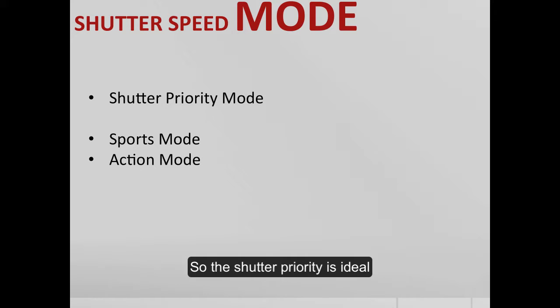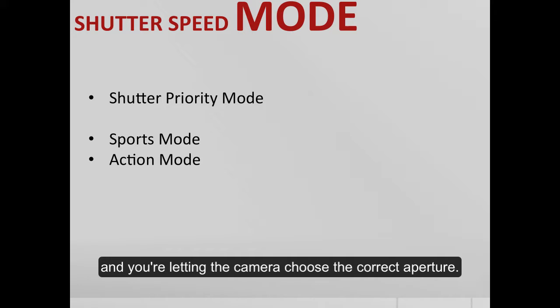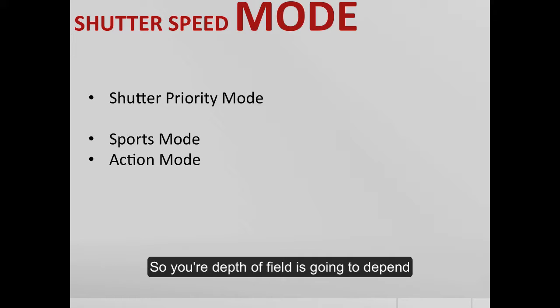So the shutter priority is ideal for situations where exposure time is more important than, say, depth of field. Because depth of field, remember, is determined by that aperture setting. So now in that shutter priority mode, you're setting the shutter speed and you're letting the camera choose the correct aperture. So your depth of field is going to depend on what the camera wants to set.